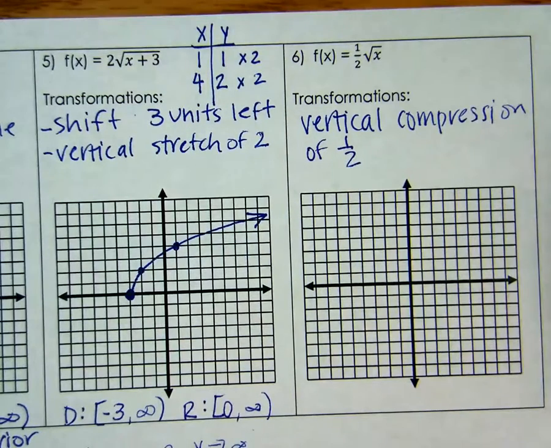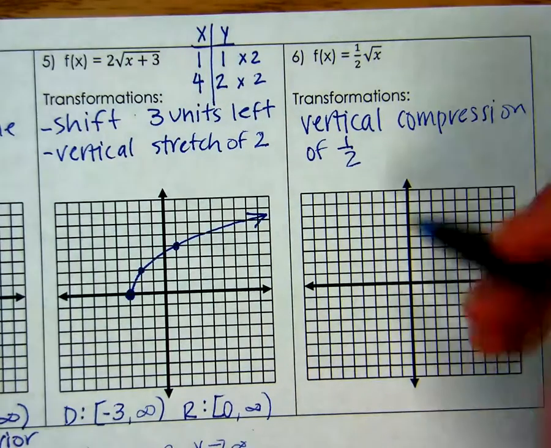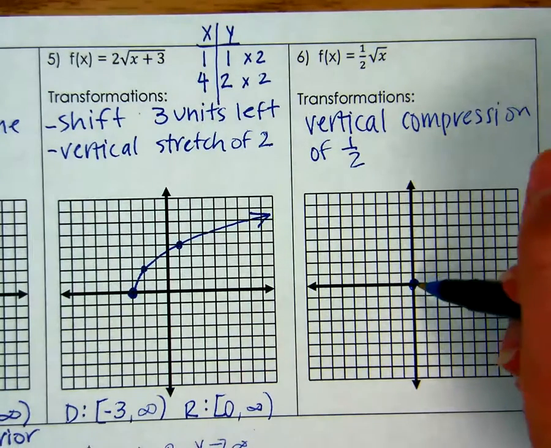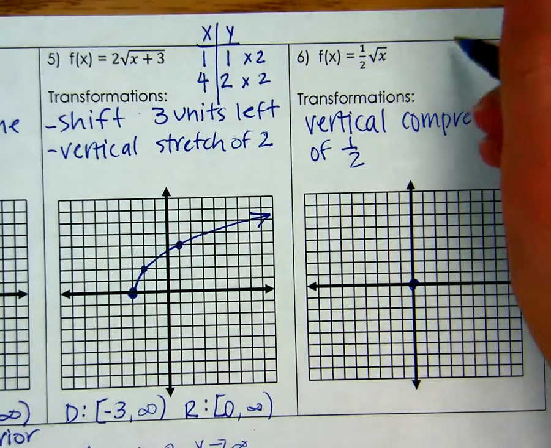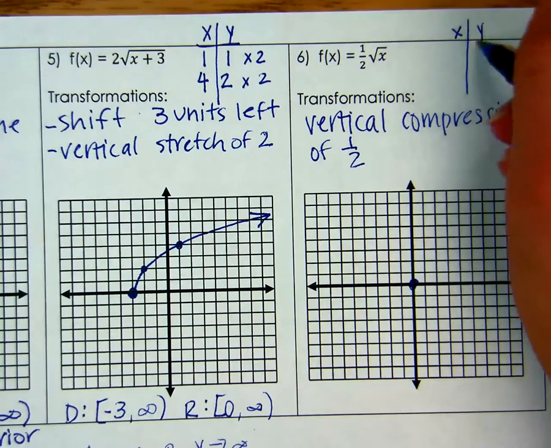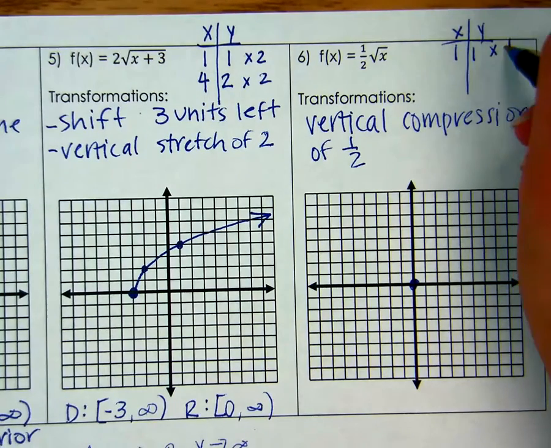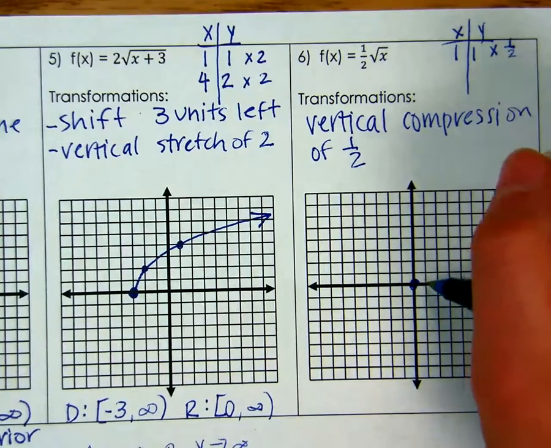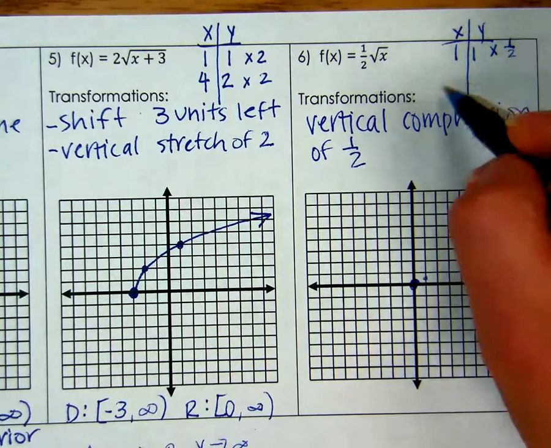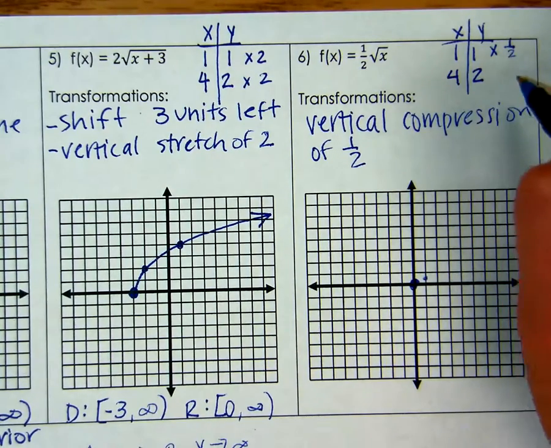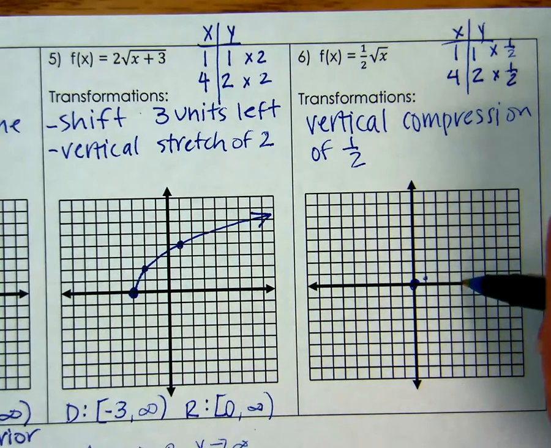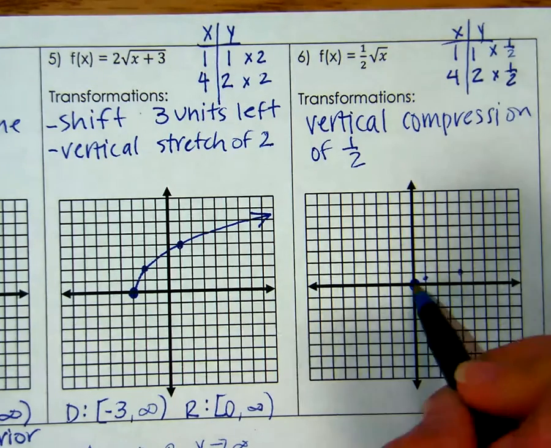So I'm going to put my same vertex because there's no vertical or horizontal shifts. Typically, I go over 1, up 1. But I'm going to do it over 1, up 1/2. Typically, it's over 4, up 2. But now I'm going to do that 2 times 1/2. So it's over 4, 1, 2, 3, 4, up 1. The graph becomes much shorter.